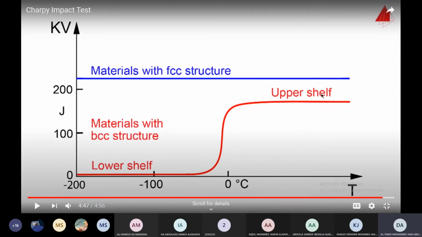So as you can see here, you have the upper shelf and you have the lower shelf. Some materials like the BCC crystal structure that we have already covered, for example, the steels, the alpha steels at room temperature, they have a big S-shaped behavior there.